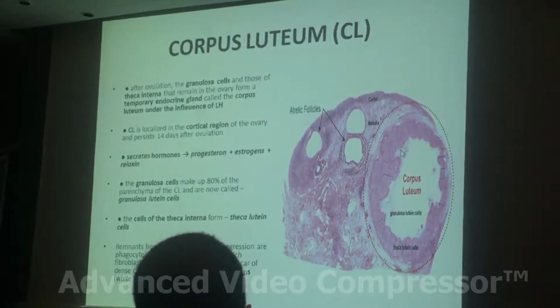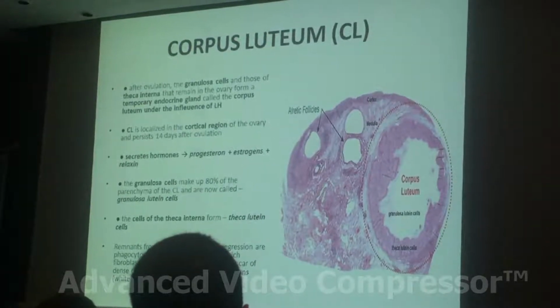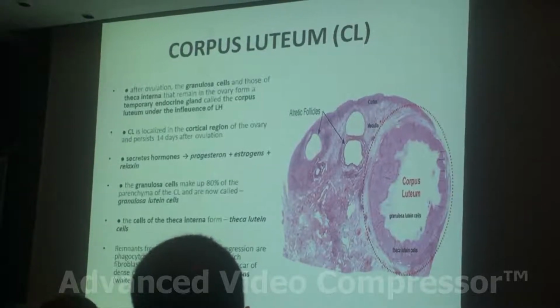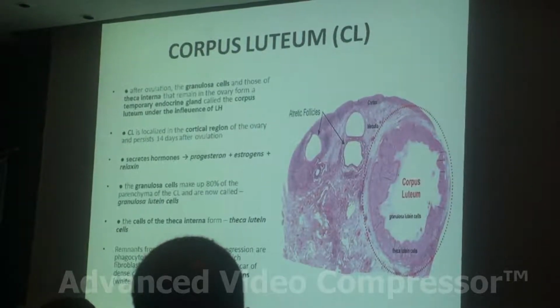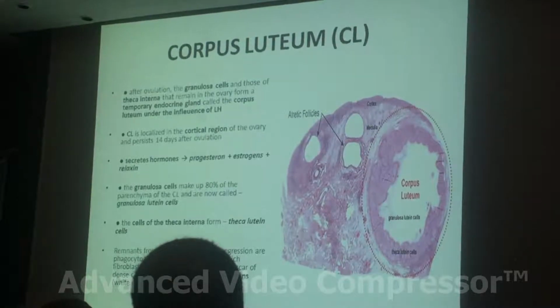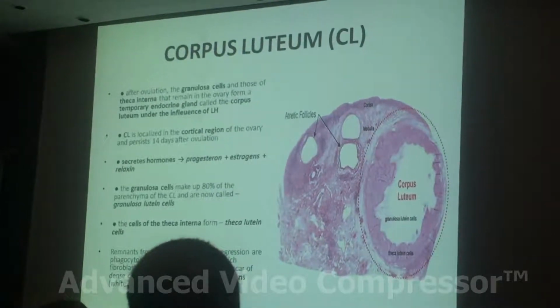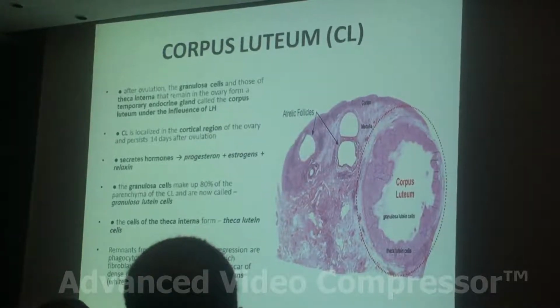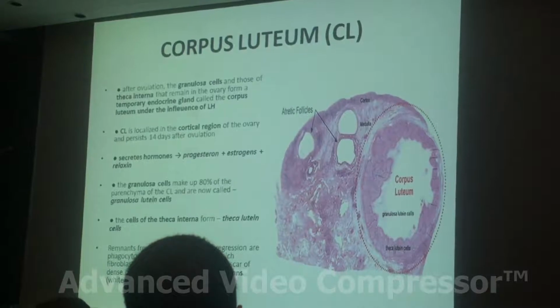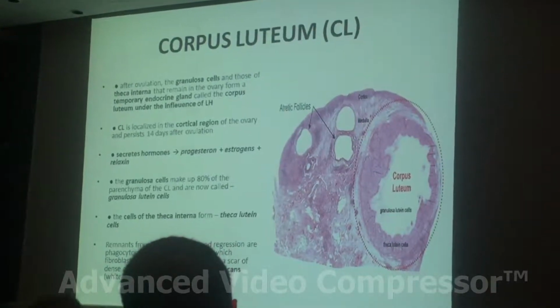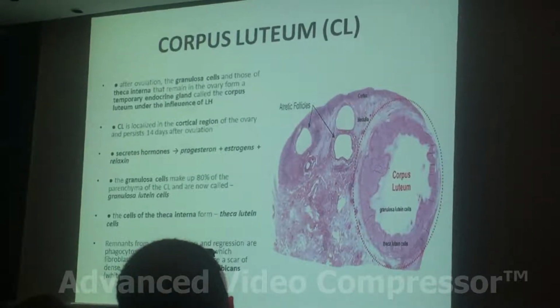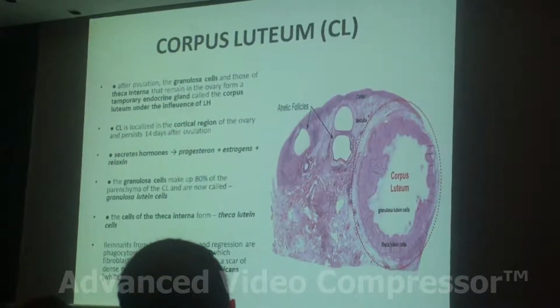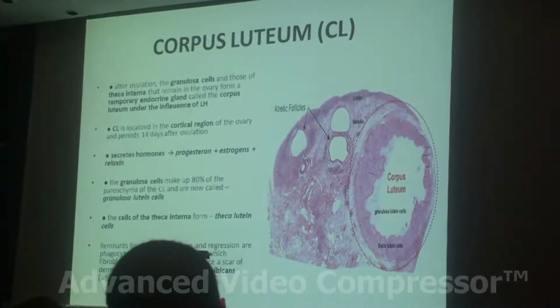What is the function of the corpus luteum? Yes. The theca and granulosa before ovulation used to secrete estrogen, right? After ovulation, once the granulosa and theca are converted into corpus luteum, they will keep on secreting estrogen, but in addition to that, they will secrete a huge amount of progesterone. The corpus luteum is a temporary gland that secretes progesterone. It appears at the day of ovulation, day 14. It will remain functioning for an extra 14 days in the second half of the menstrual cycle, secreting progesterone.